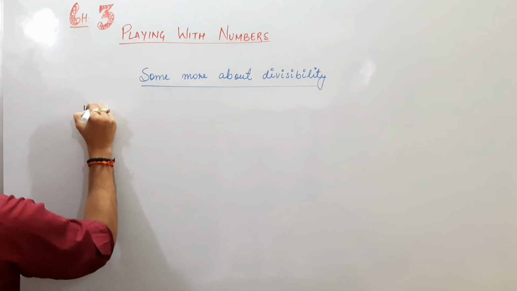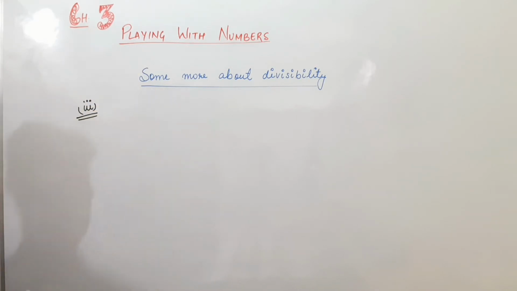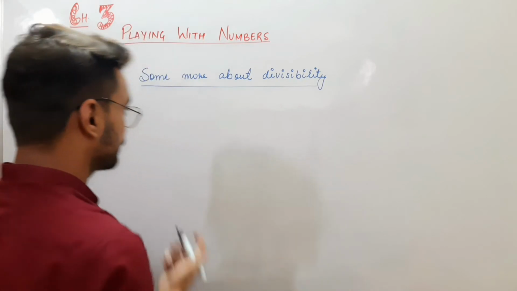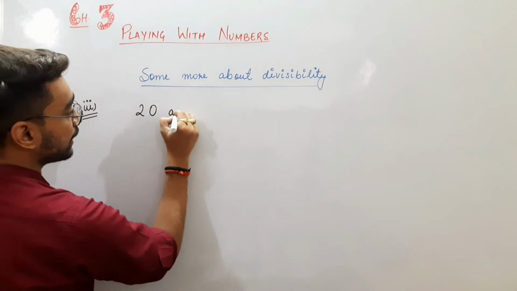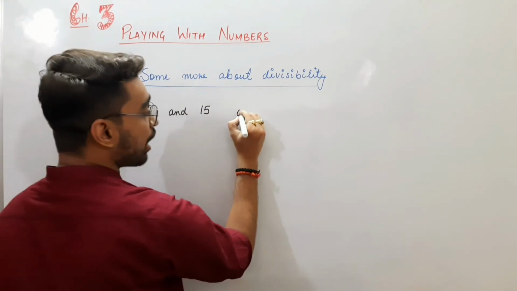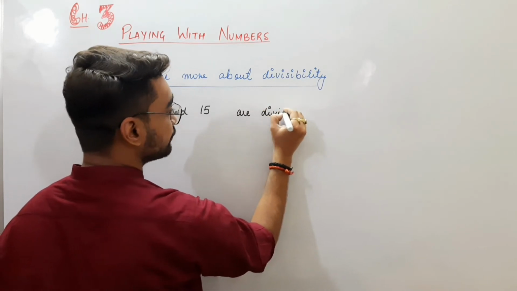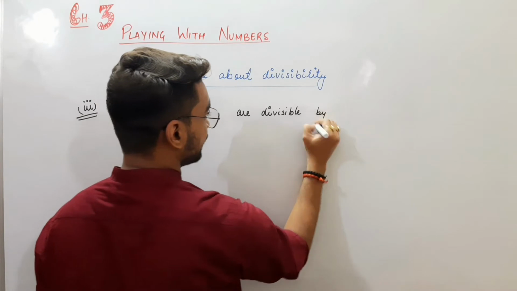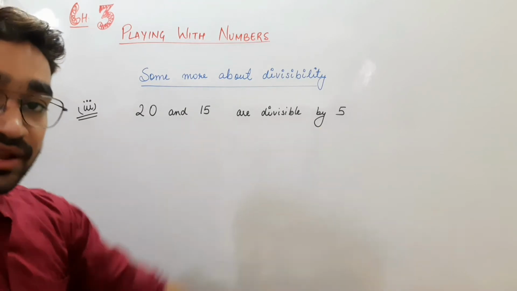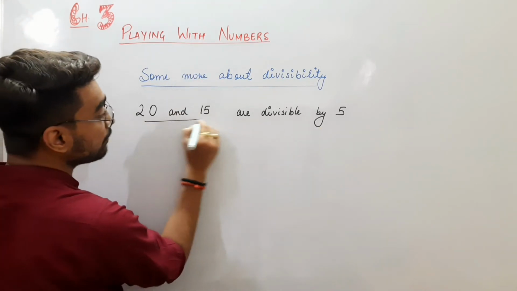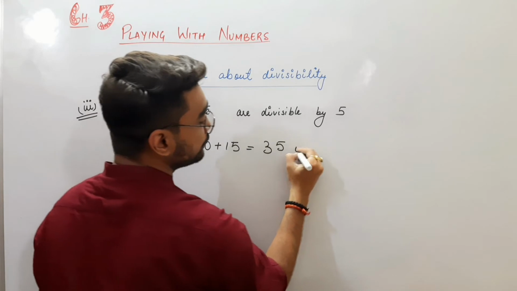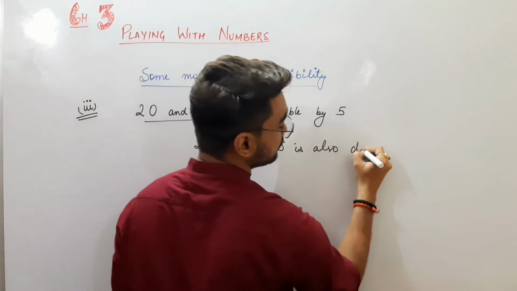Next rule says that if I'm having two numbers, for example 20 and 15, and these two numbers are divisible by 5, then the sum of these numbers is also divisible by 5.